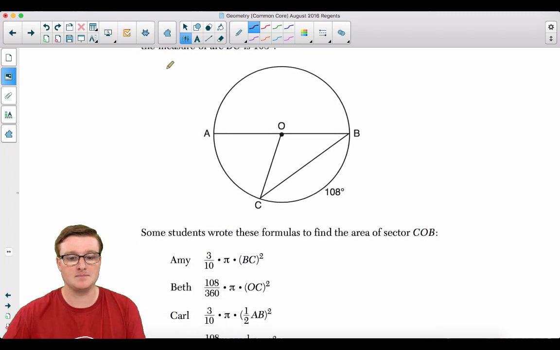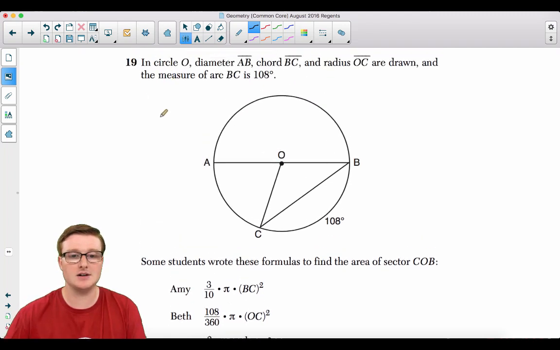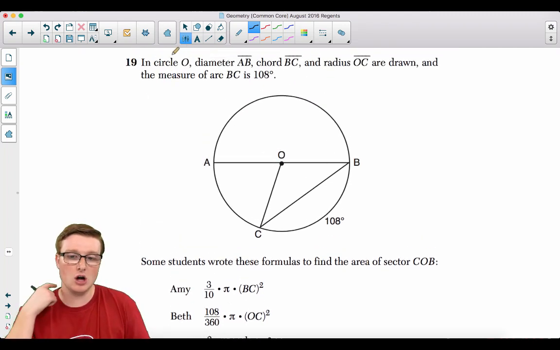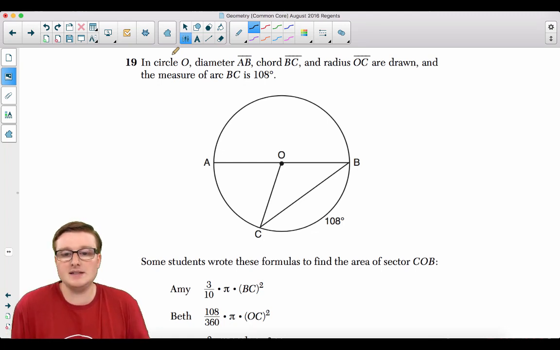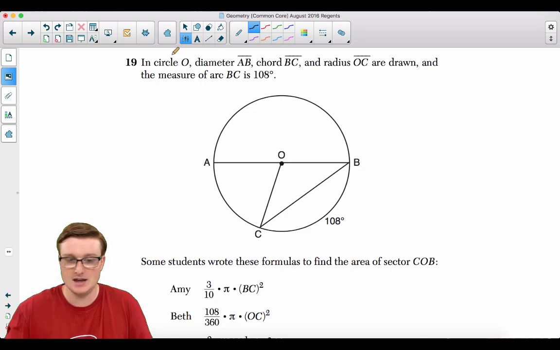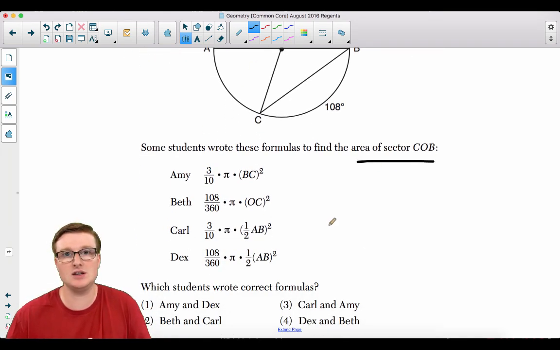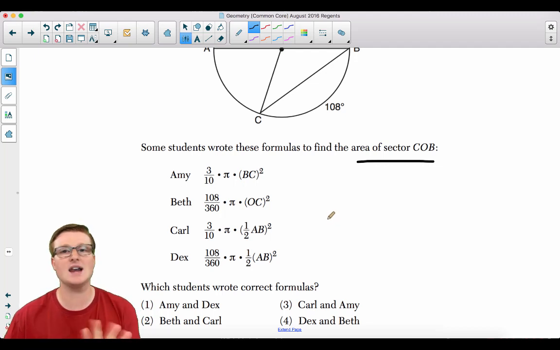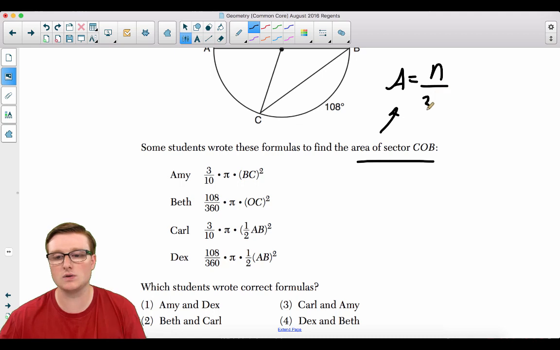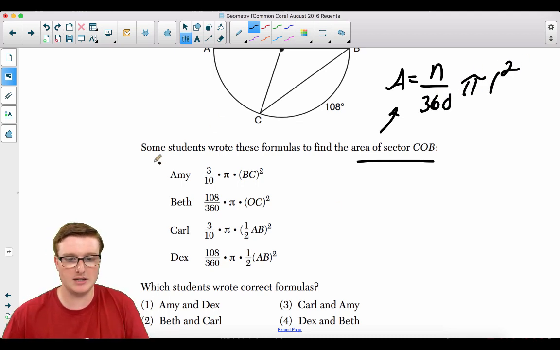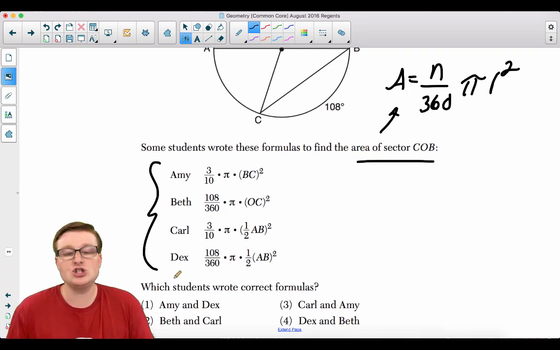All right. So it says here, number 19, in circle O, diameter AB, chord BC, and radius OC are drawn, and the measure of arc BC is 108. Some students wrote these formulas to find the area of the sector of COB. Stop right there, without even looking at the students' work. The area of a sector is n over 360 pi r squared. Make sure that you know it. Now we're looking at all these people's work. Which students wrote the correct formulas?